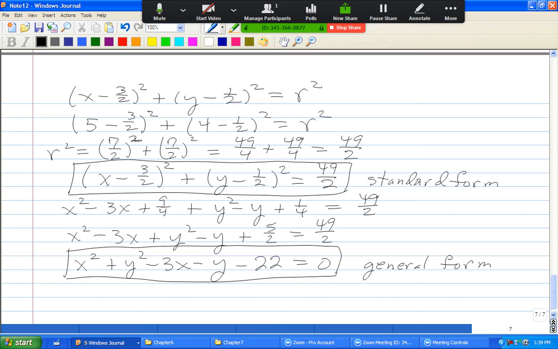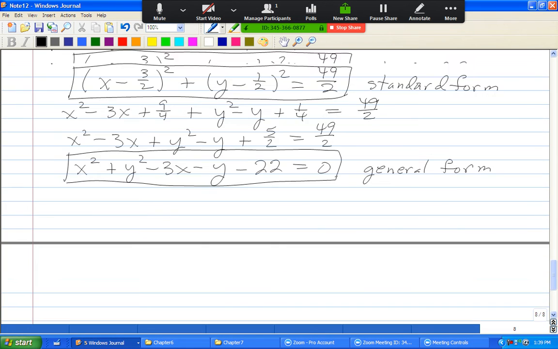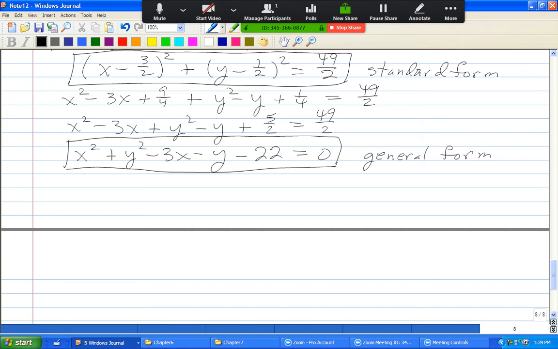Okay, let me do problem number 30. (y plus 1) squared is equal to 28(x minus 2).